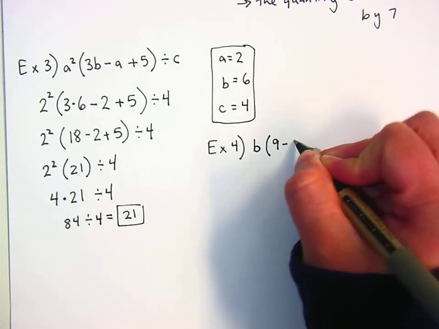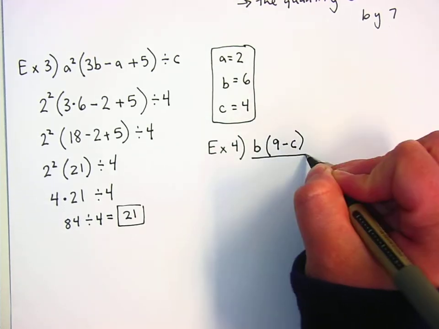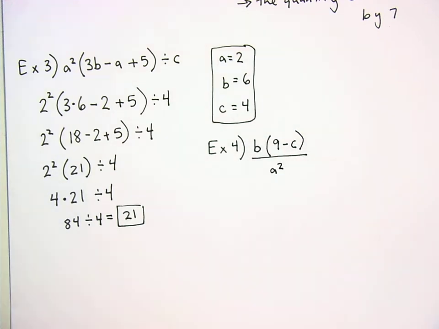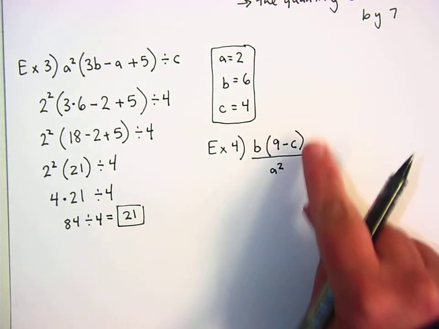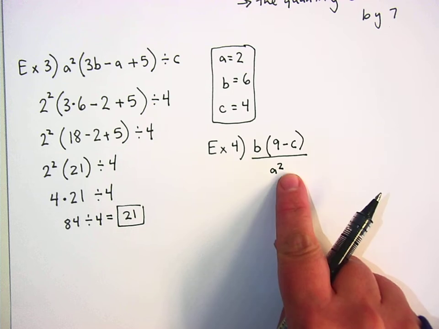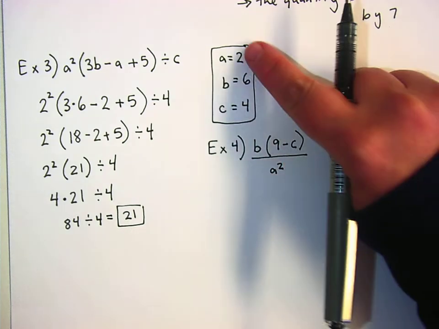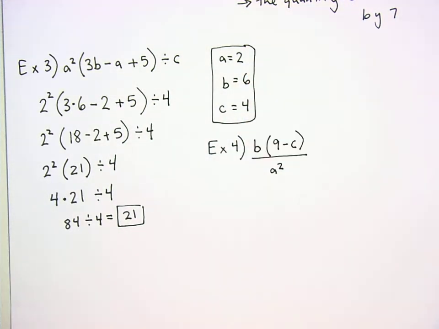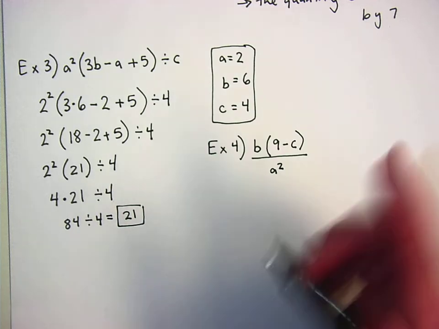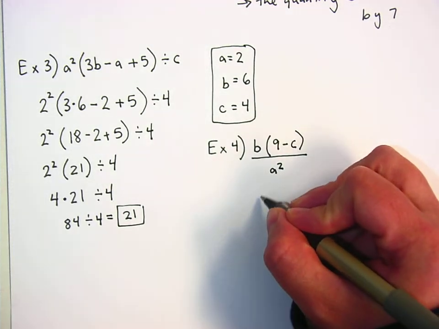So after you write down the problem, which is b times parentheses 9 minus c parentheses divided by a squared, I want you to plug in 2, 6, and 4 and simplify as far as you can. So pause the video and try it yourself. Actually pause it. Don't just watch me do it. Actually pause the video. All right, I'm assuming you did it.